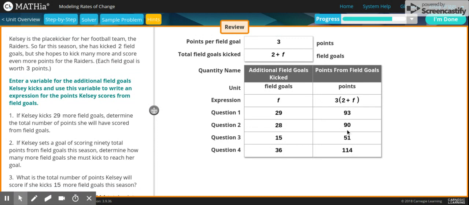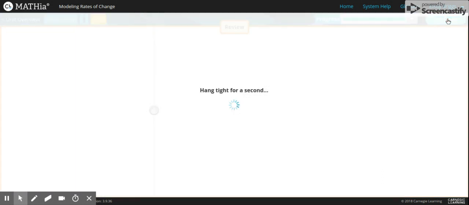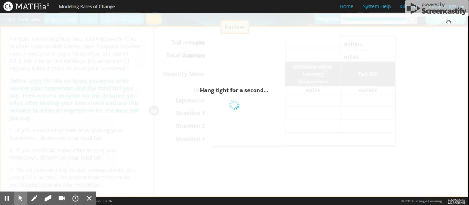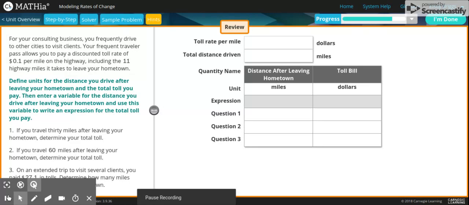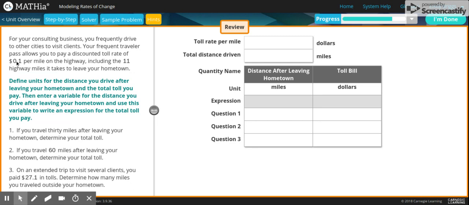So I already kind of filled this in just so I could get the hang of things. So we're going to move on from this problem, and we'll go on and do one more problem. All right, here you go. So we're going to read this little blurb up here.